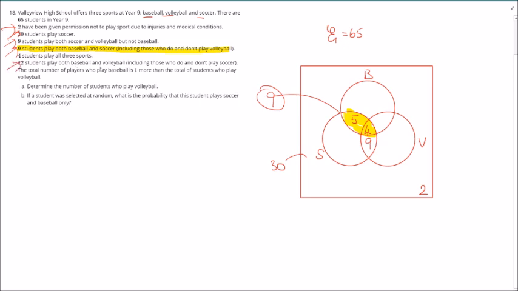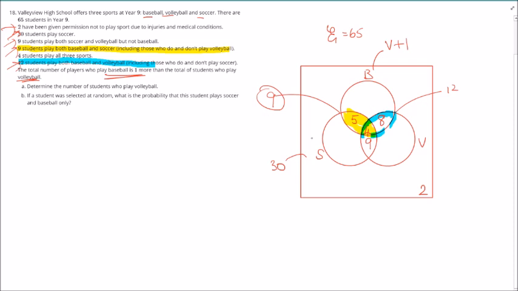12 students play both baseball and volleyball. Baseball and volleyball, so that means it's in here. So that one adds up to be 12. If we know that's 12, then we know this is 8 now. The total number of players who play baseball is one more than those who play volleyball. So baseball is equal to volleyball plus 1.